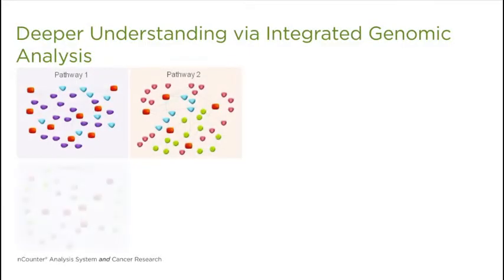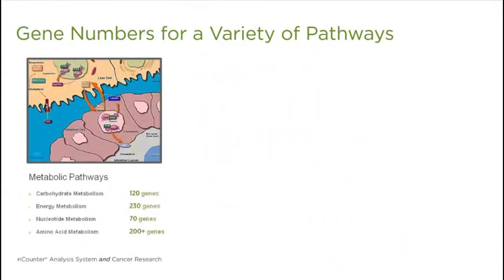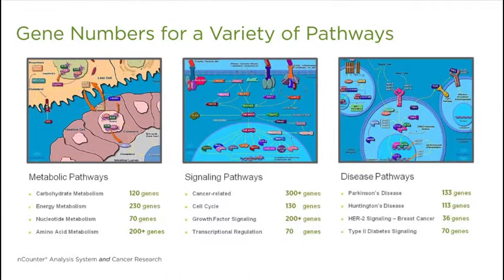research. The recent advances in genomic information are impacting the way we think about biology. Complicated multi-gene pathways are one of the emerging units of biological analysis. The focused study of particular pathways can lead to rapid insights into biological function. This slide shows typical gene numbers for a variety of pathways. You can see that they range from the low tens up to several hundred genes.